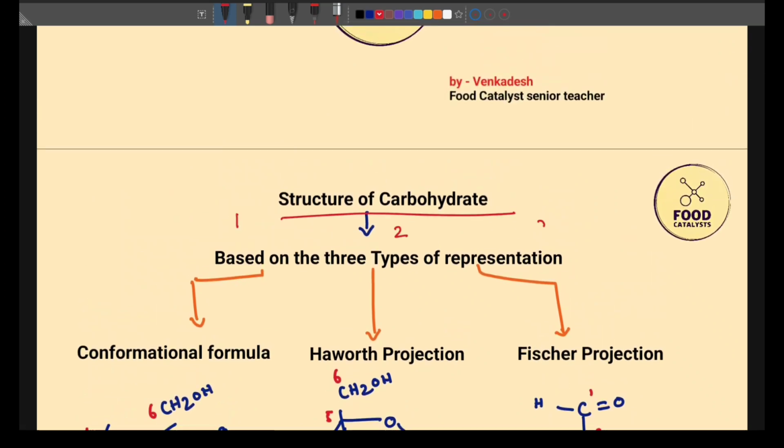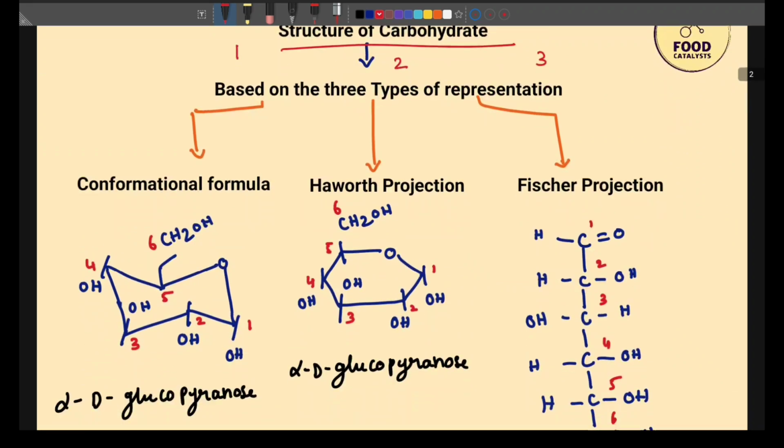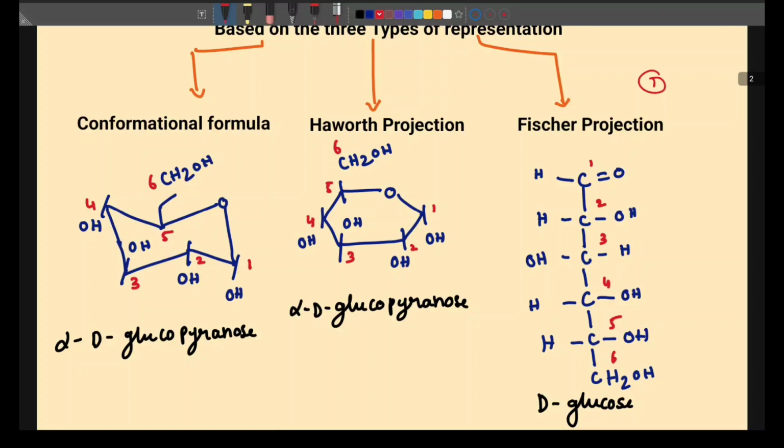So what are the three types? The first type is the Fischer projection. The Fischer projection is nothing but an expansion of the molecule. I'll explain this in detail, but here we need to understand two rules.